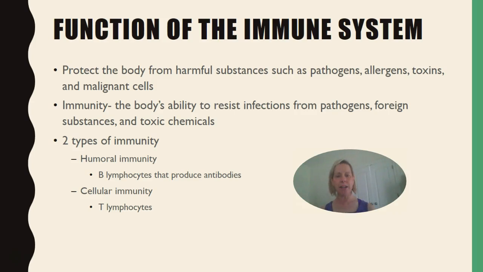And immunity is the body's ability to resist infections from pathogens, foreign substances, and toxic chemicals. There's two kinds of immunity we're going to look at. One type of immunity is called humoral immunity. It's sometimes referred to as antibody-mediated immunity. This will involve the B lymphocytes and antibodies. The second type of immunity is called cellular immunity or cell-mediated immunity. This will involve T lymphocytes. When we go through this, make sure you know humoral goes with B lymphocytes, cellular with T lymphocytes.